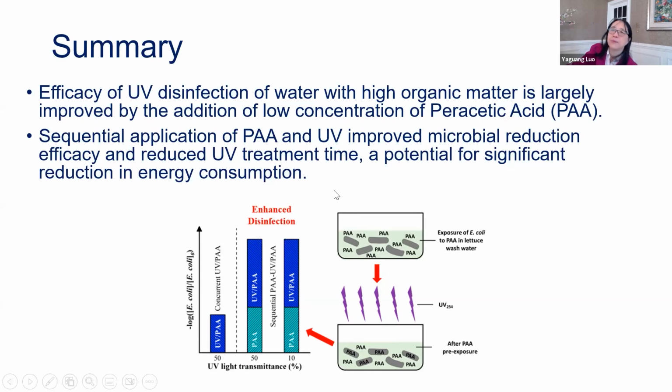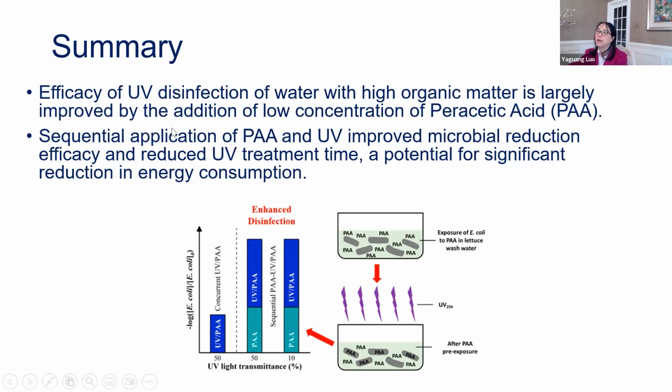So in summary, efficacy of UV disinfection of water with high organic matter is largely improved by the addition of low concentration of peroxyacetic acid. 20 ppm is really very low. The fresh cut industry currently uses like 60 to 80 ppm. Sequential application of PAA and UV improves the microbial reduction efficacy and reduces the UV treatment time. Thus, there is potential for significant reduction in energy consumption while we still gain the good microbial reduction.